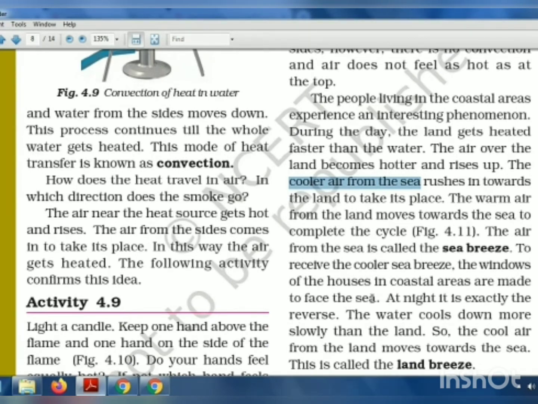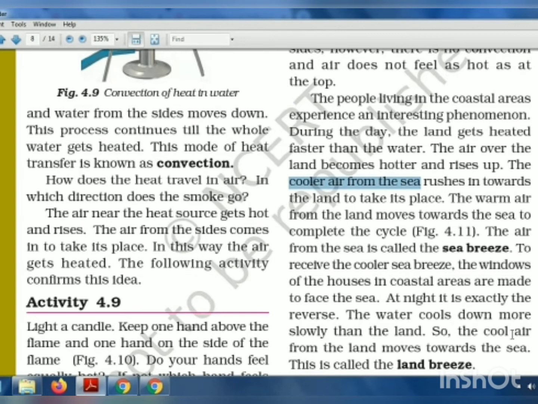So mostly the windows in houses near the coastal areas face the direction of the sea, so that they get a cool breeze in the daytime. At night, it is exactly the reverse, because the water cools down more slowly than the land. At night, the land gets cool very fast and the water takes time to cool down.